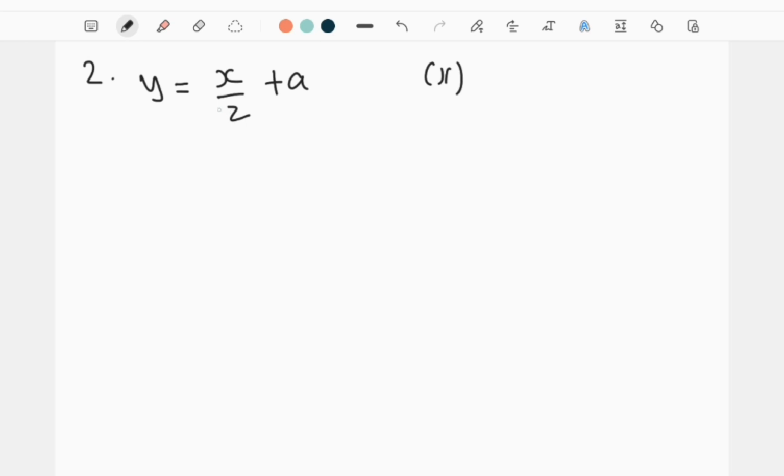Because this is divided by 2, we times by 2 on both sides. So this will be 2y, because the 2 goes to this side and it's 2 times y, which is 2y, equals x plus a. The 2 is no longer there because you've timesed it. And to get rid of the a, just minus a. It's 2y minus a equals x. Okay, that's the one.